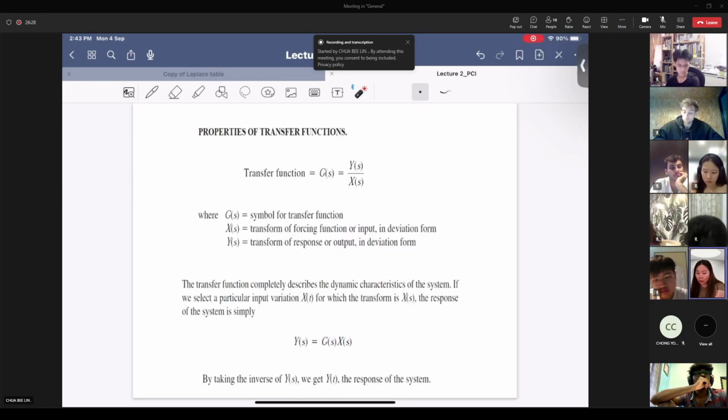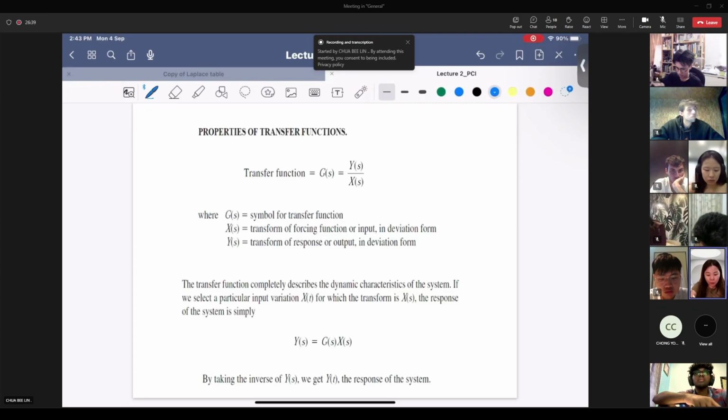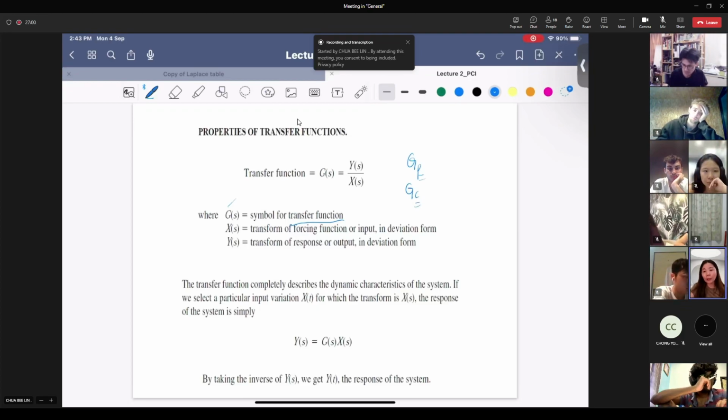Okay. Properties of the transfer function: we have a symbol to represent the transfer function. We use G. So G is the transfer function. If this is the transfer function of the process, then you will have GP. So this is the transfer function of a process. If it is a controller, then it will be GC, meaning the transfer function of the controller. So G stands for the transfer function, and the subscript stands for the element. For example, it can be a process, a controller, a valve, a pump, or a sensor.